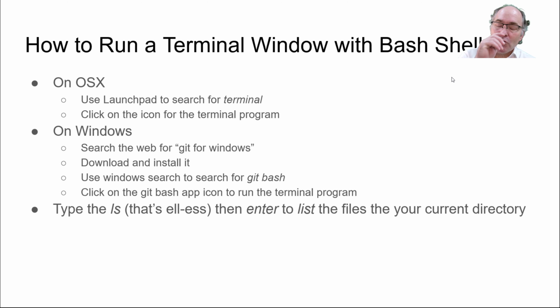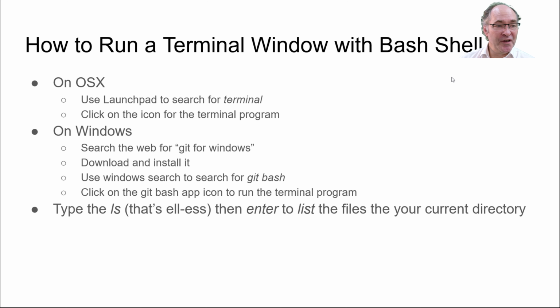If you're on an OS X Mac machine, a terminal window and bash shell program are natively installed. To run them, just go to your launch pad down at the bottom of your screen typically, hit the launch pad button. In the search box at the top of the screen, type in the search phrase terminal. Your OS X machine should find the terminal program and present you an icon that you can then click on to launch the terminal window.